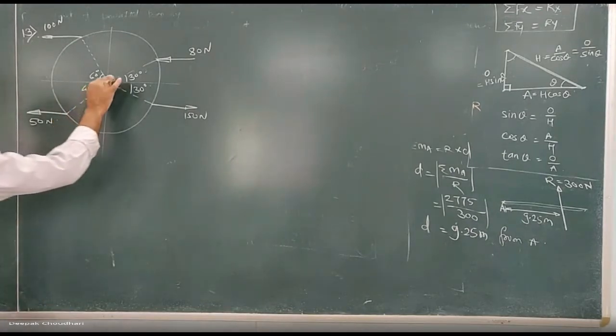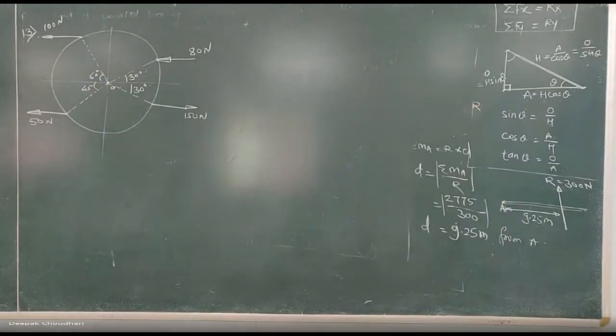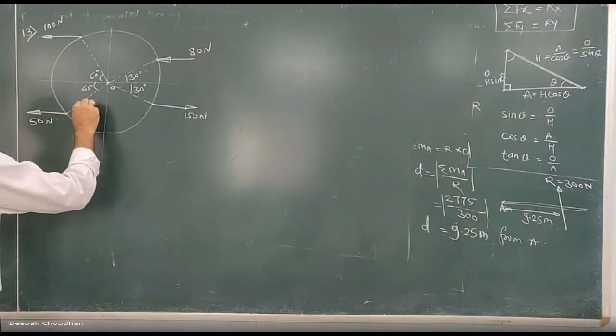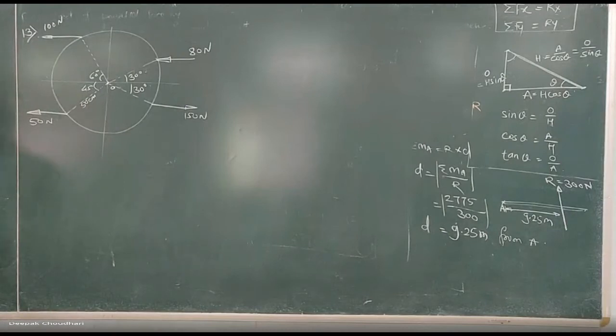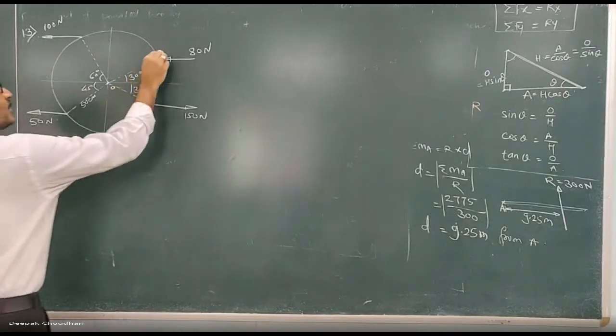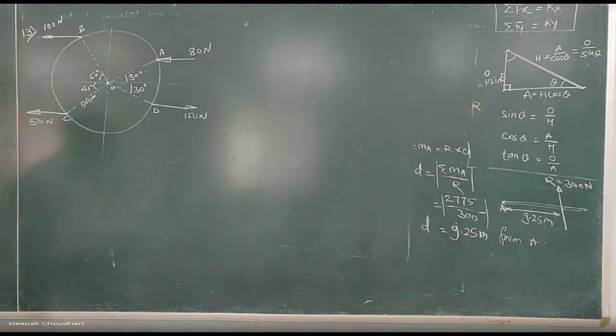You have to locate the position of the resultant with respect to O, means you have to take the moment of all these forces about point O, and the radius of this wheel is 50 centimeter. Radius of the wheel is 50 centimeter. Okay, here let's denote these points as A, B, C, and D. You have to find out its resultant.